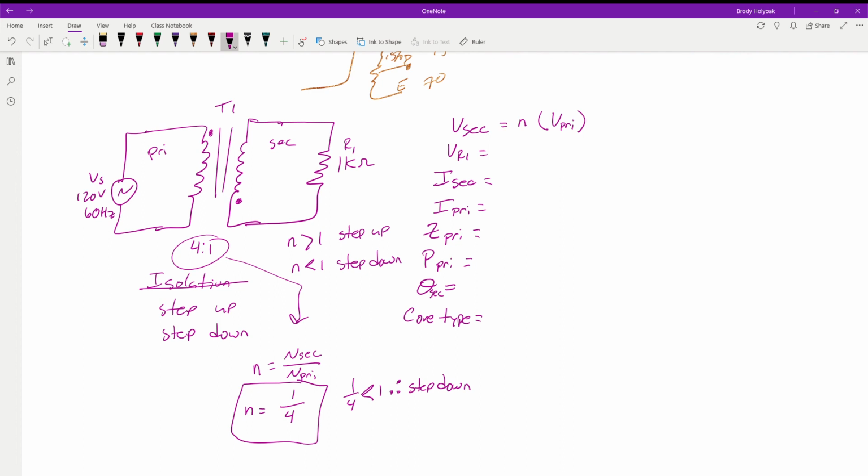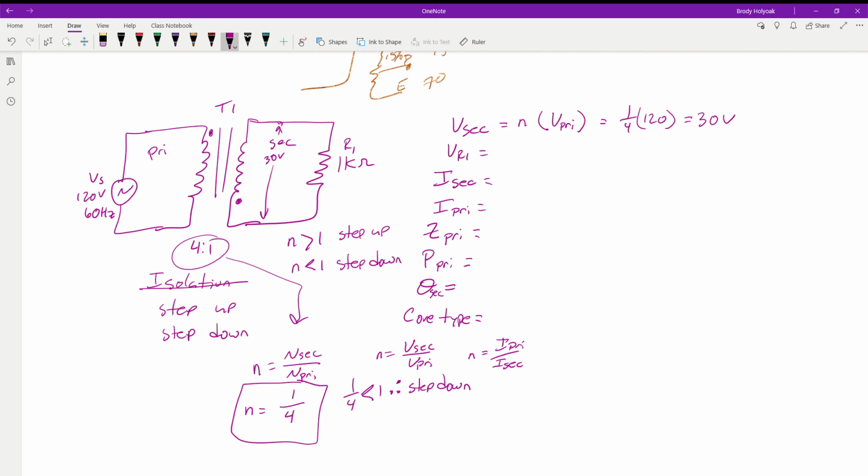We can also look at that. We have this formula here for our turns ratio. We also have the turns ratio is equal to V secondary over V primary, and the turns ratio is equal to I primary over I secondary. So we use this one, we just multiply both sides by the primary to get the secondary by itself, and this is what we end up with. So we have 1/4 of 120, which is equal to 30 volts. So now we know that our secondary voltage from here to here is 30 volts.